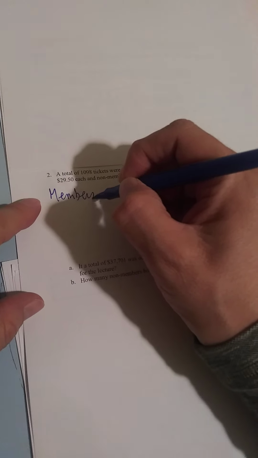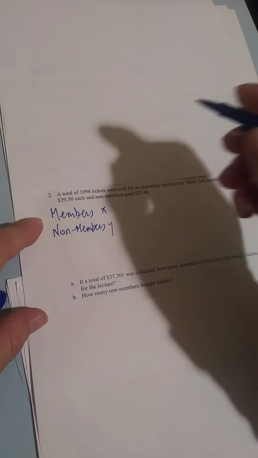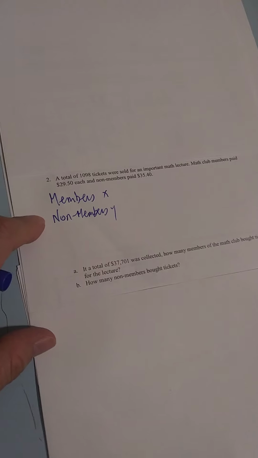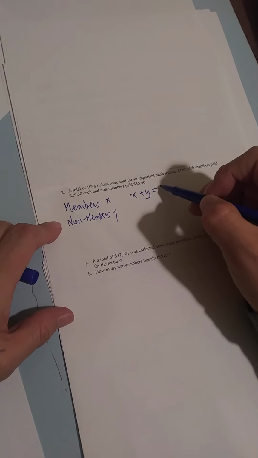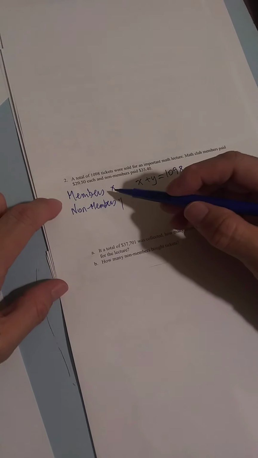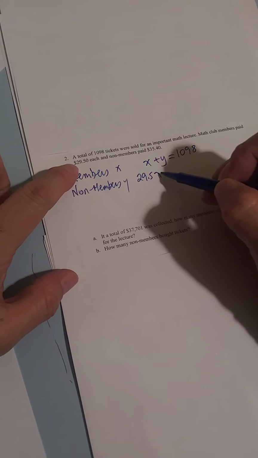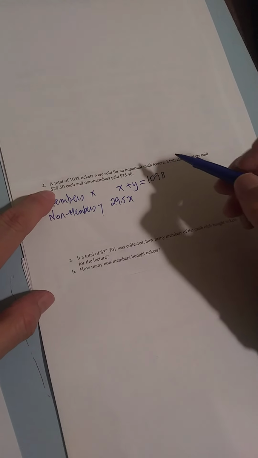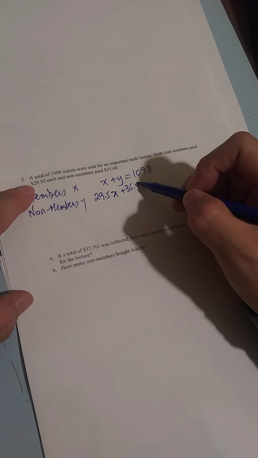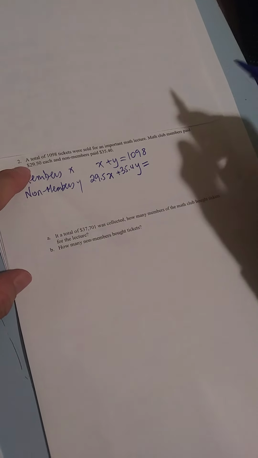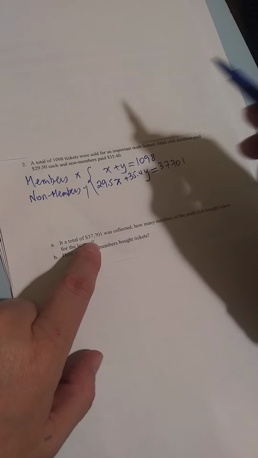Members, we'll call that X, and non-members, we'll call that Y. The total number of tickets that was sold is 1098. So X plus Y equals 1098. Each of those X members paid $29.50. So $29.50 times X, which is the total number of people who bought those tickets. And Y non-members paid $35.40 each. So plus $35.40 times Y equals, and the total revenue was $37,701.